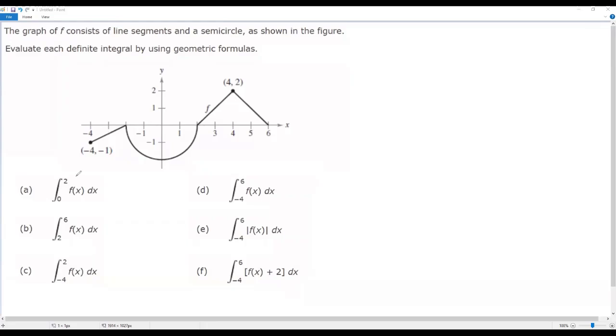Okay, now let me go to the definite integral in part A, that is the integral from 0 to 2 of f of x dx. So here the lower limit of x is 0, the upper limit of x is 2. In the given graph, we have x equals 0 here and x equals 2 over here. So from 0 to 2, we find 1/4 of a circle. Because the question says the graph of f consists of line segments and semicircles, here we have a semicircle. From x equals 0 to 2, we have half of the semicircle, and half of the semicircle is just 1/4 of the circle.